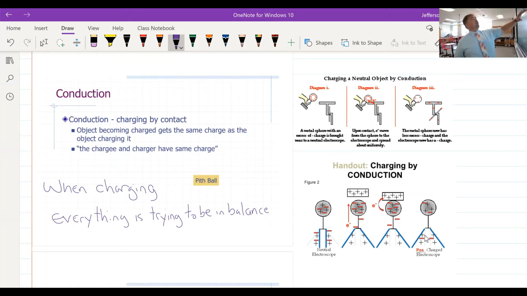So if I look up here, I have diagram 1. I have a negatively charged object here, and I'll highlight that. And I have a neutral electroscope. And I'll show you what an electroscope is tomorrow in class. Okay? But that negative charge is actually going to come, and it's going to share it. And so what's going to end up happening is it's going to share that negative charge. And so now when I take them apart, both objects are going to be charged negatively. And they're going to have the same amount of charge.